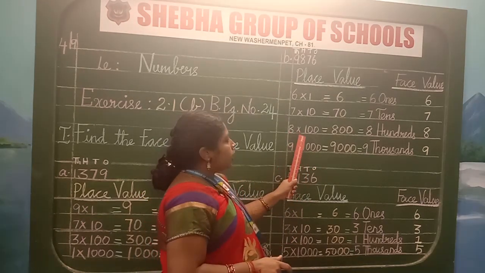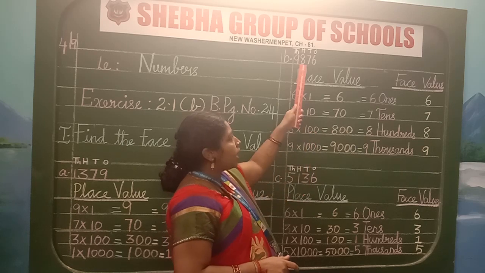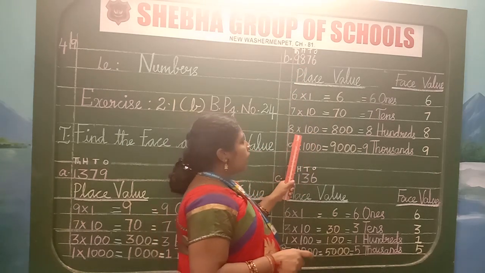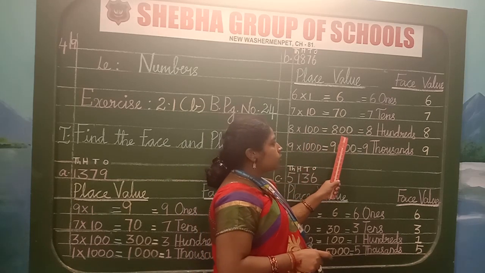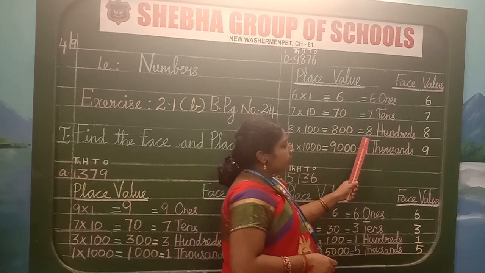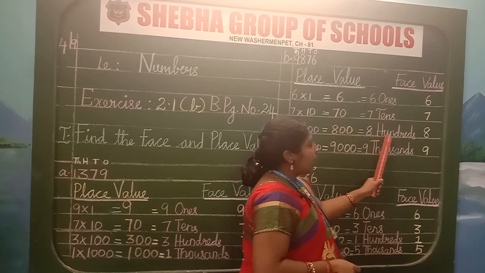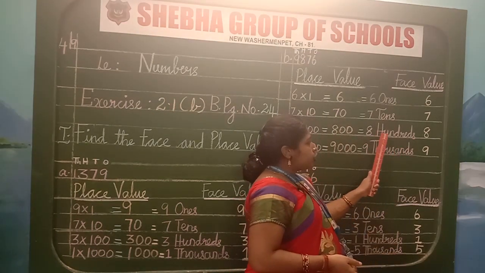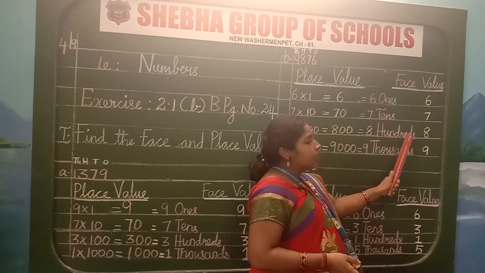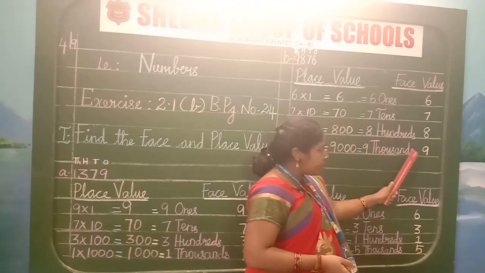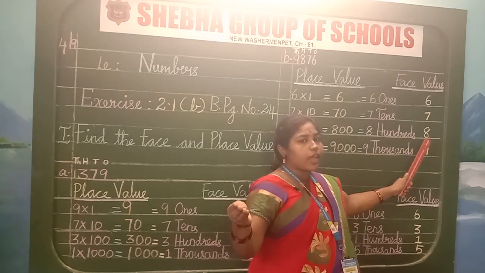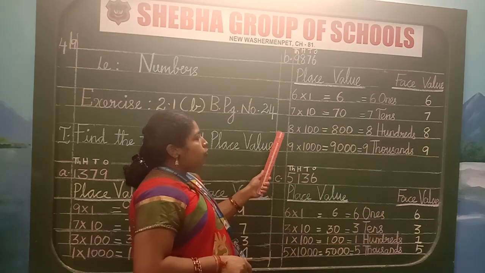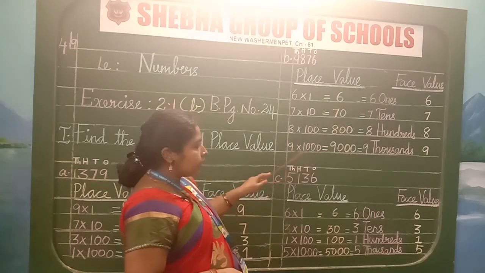So 8 into 100. So 8 is in the hundreds place value. So 8 into 100 is equal to 800, equal to 800s. I am spelling the word hundreds: H-U-N-D-R-E-D-S. Hundreds. In the face value side, you have to write the number 8.